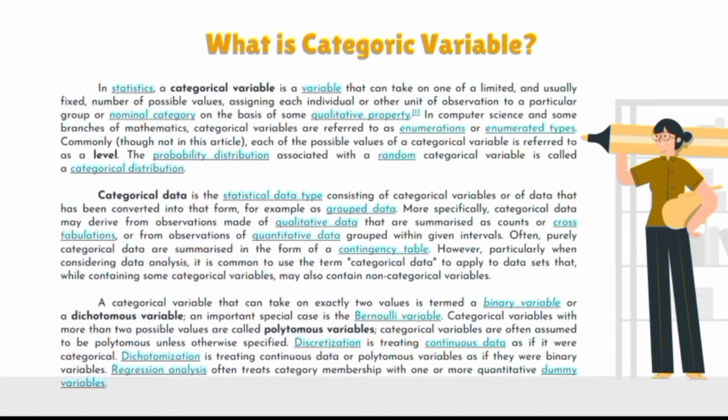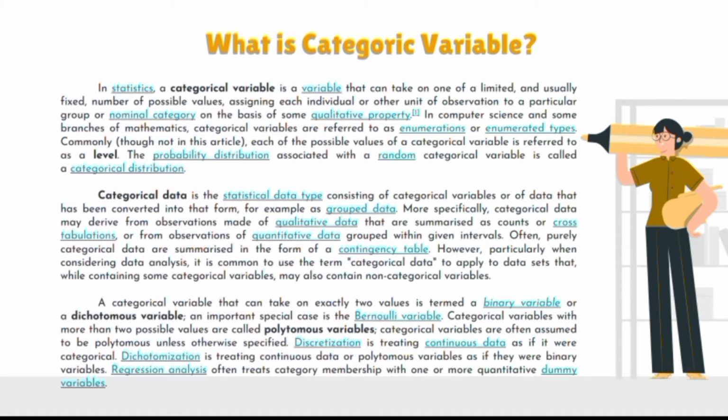In computer science and some branches of mathematics, categorical variables are referred to as enumerations or enumerated types. Each of the possible values of a categorical variable is referred to as a level. The probability distribution associated with a random categorical variable is called a categorical distribution.